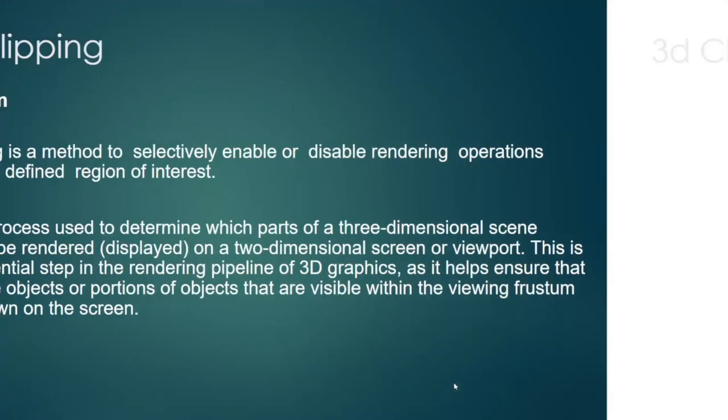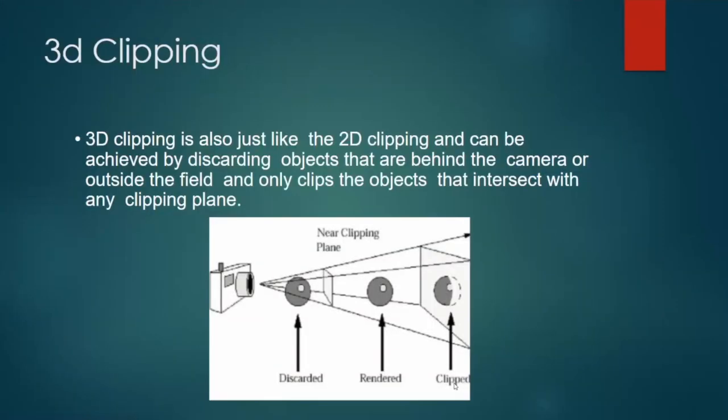Next, 3D clipping is just like 2D clipping, and this can be achieved in two steps: discarding the objects that are behind the camera or outside the field of view, and only clipping the objects that intersect with any clipping plane.